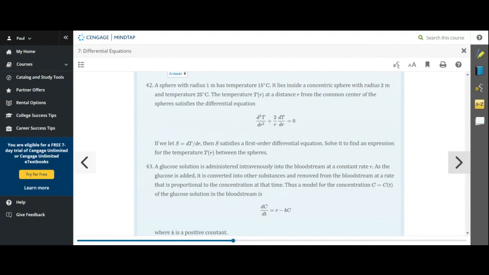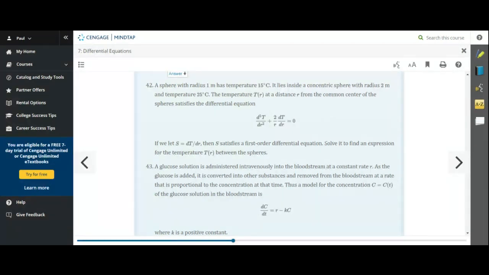But the problem is we have a sphere with a radius of 1 meter. A sphere with 1 meter radius has temperature 15 degrees Celsius. It lies inside a concentric sphere with radius 2 meters and temperature 25 degrees Celsius. So you have one sphere inside another. One has 1 meter radius, the other has 2 meter radius, and there's a temperature of 15 degrees on the smaller sphere and 25 degrees on the bigger sphere.